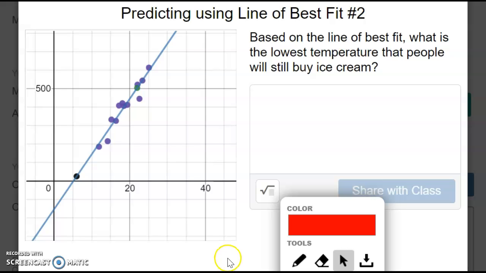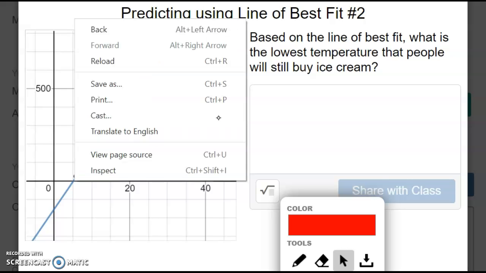Okay, card number 17. Based on the line of best fit, what is the lowest temperature that people will still buy ice cream? Okay, so remember the x-axis is the temperature in Celsius, the y-axis is ice cream sale. So if people are still buying, that means they are selling something. At least they're selling something. So when they're making no sales, that will be here. So what is the lowest temperature? I would say about here. So this will be when they sell no ice cream whatsoever.